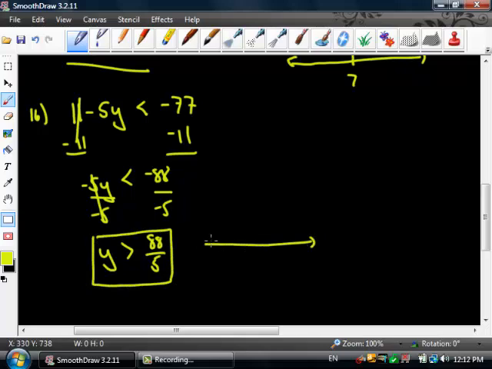We need to graph this thing. It's one-dimensional. My critical number is 88 over 5. Please don't worry about converting this into a decimal or an improper fraction. Just reduce it if it was possible. So if you had, say, 88 over 16, reduce it. Okay? We got an open circle here.